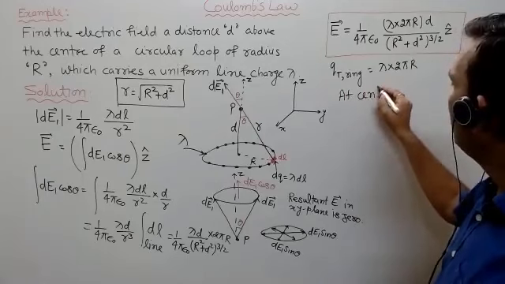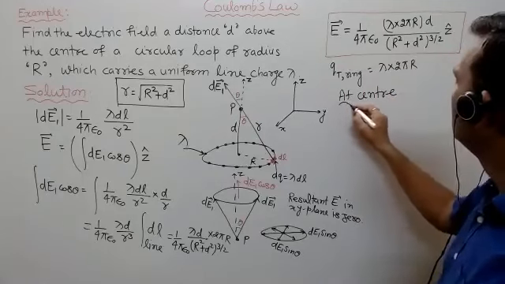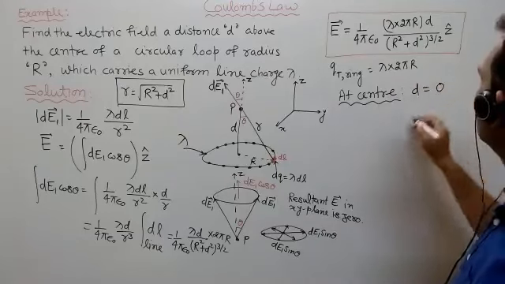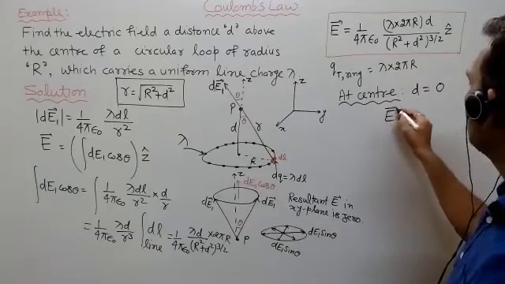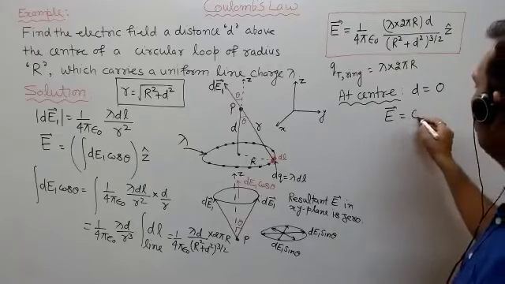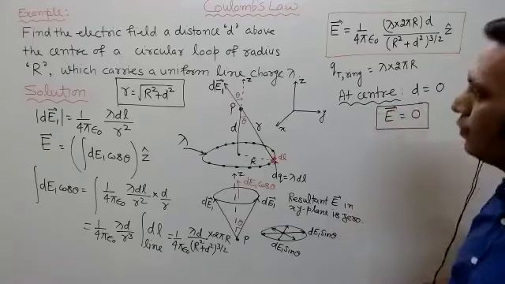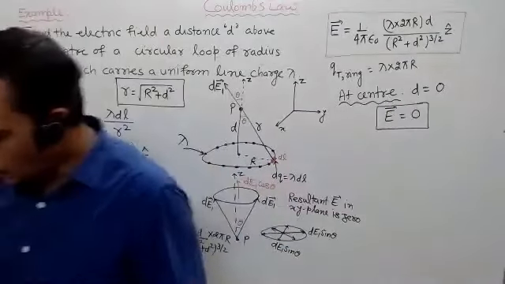What will be the electric field at the center? At the center, d is 0, so at the center of the ring, the electric field is 0.